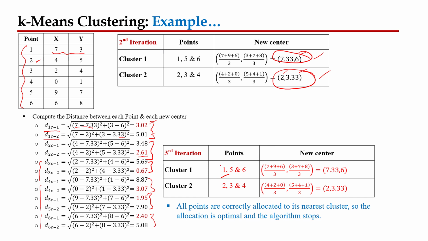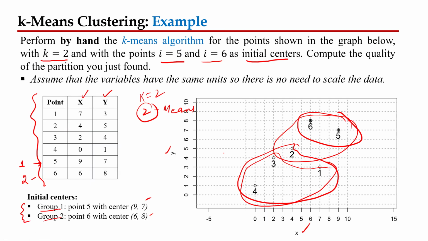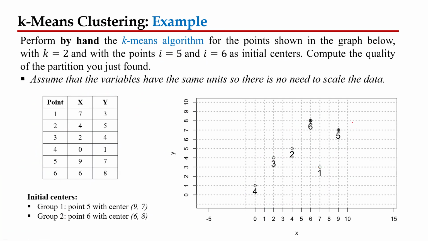That indicates we should stop the algorithm, and this is the optimum clustering. Points number 1, 5, and 6 are part of one cluster, which is cluster 1, and the others are part of cluster number 2. This is how we can divide these data points into the two clusters. I hope you got the idea of how k-means clustering is performed.